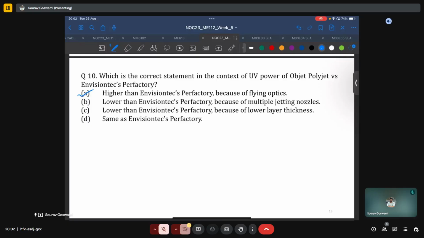It cannot be lower because of multiple jetting nozzles because the two are seemingly unrelated. The lower thickness is difficult to comment on because both processes may be using the same layer thickness, and so any distinction based on the lower layer thickness alone cannot be conclusively derived. And it's definitely not the same because of the reasons we just saw.